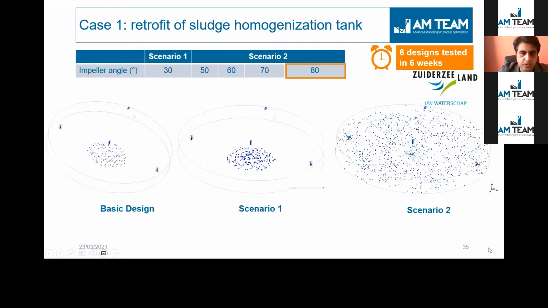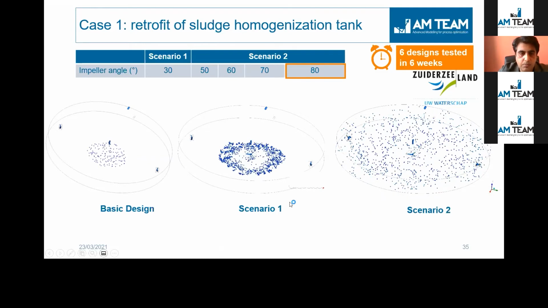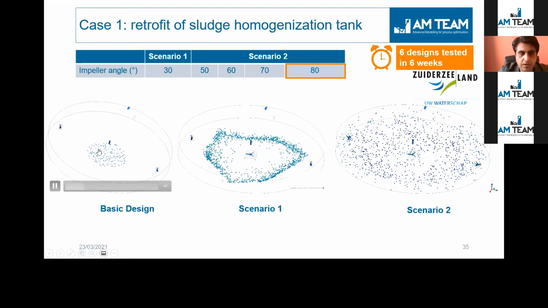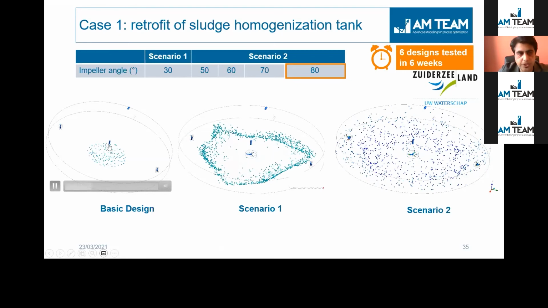Here I will just run the animation for 3 different cases. This was a case when you just had the outer impellers. In this case, we already had the central impeller, but the angles were not optimal. And in the third case, scenario 2, you have the angles very optimal. So you will see the particles. These are all particles which are actually fluidizing. In this case, they don't leave the central part. They are all accumulated here. So this is the current situation.